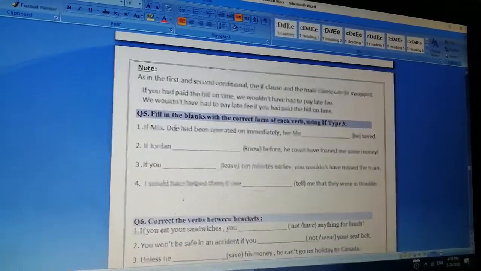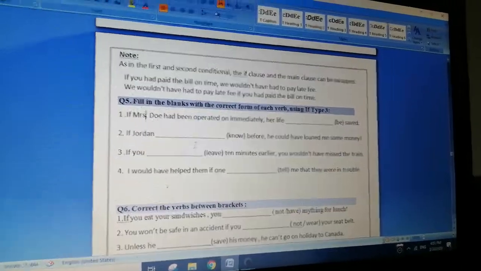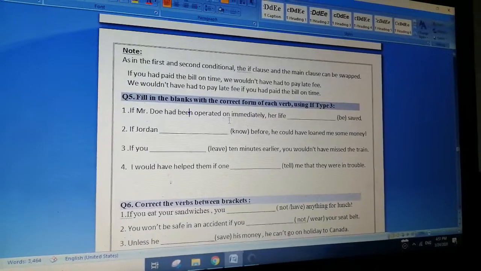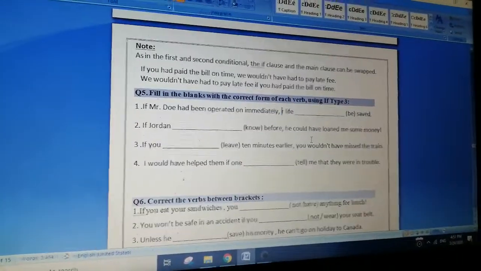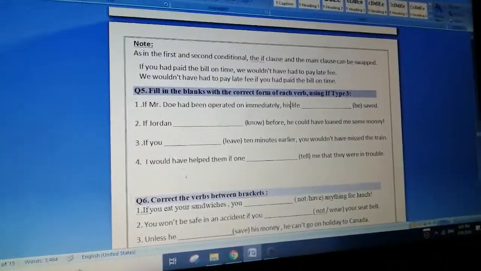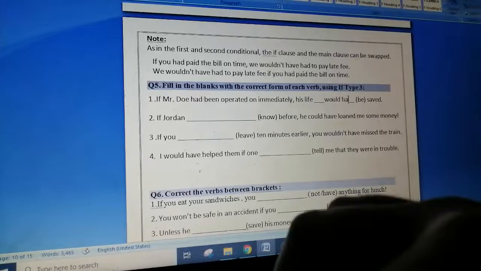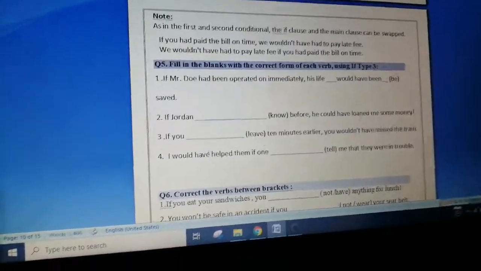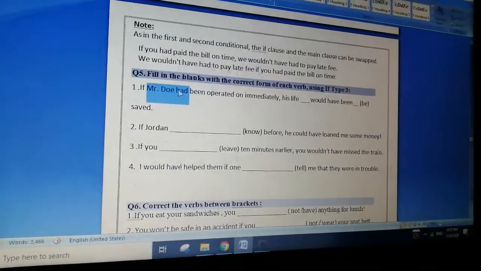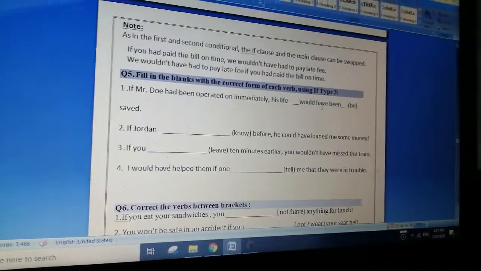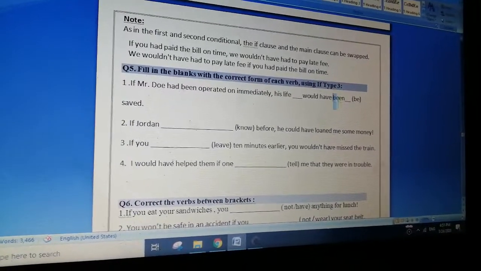Here, this is an example, exercise 1 in question 5. If Mr. Doe had been operated on, let me change it into his life, it will be easier. His life would have been saved. Here, why do we use would? Because this is type 3. We can use would, could, or might plus have plus verb 3. Now the verb 3 of be is been.